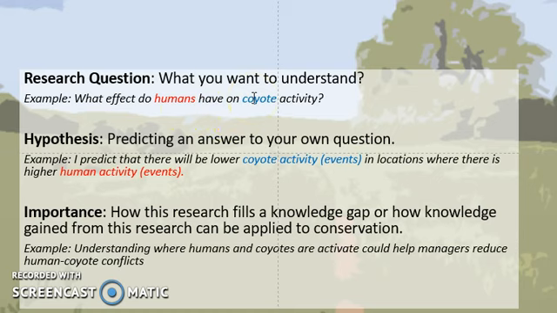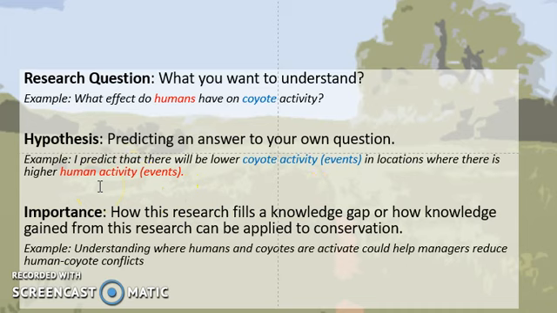In your hypothesis, you predict the answer you expect to your own question. So if I were studying coyotes and humans, I would predict that there will be lower coyote activity in locations where there is higher human activity. That's my sample hypothesis.